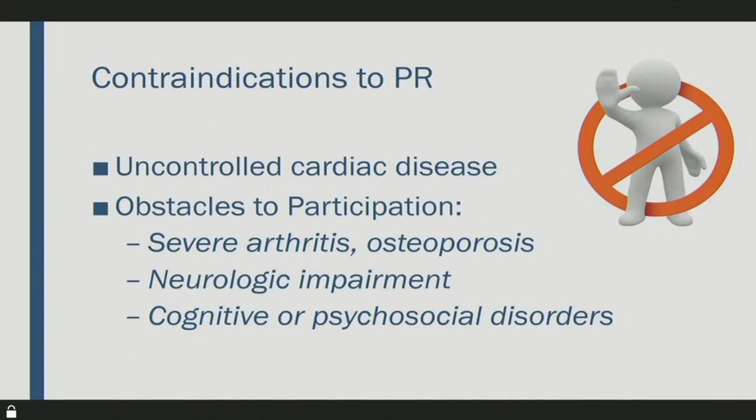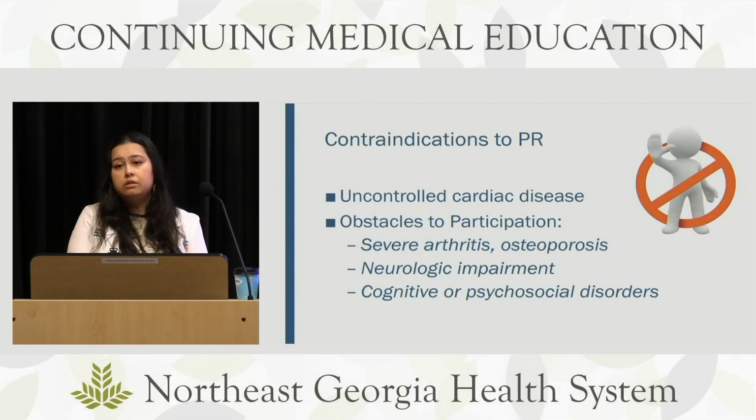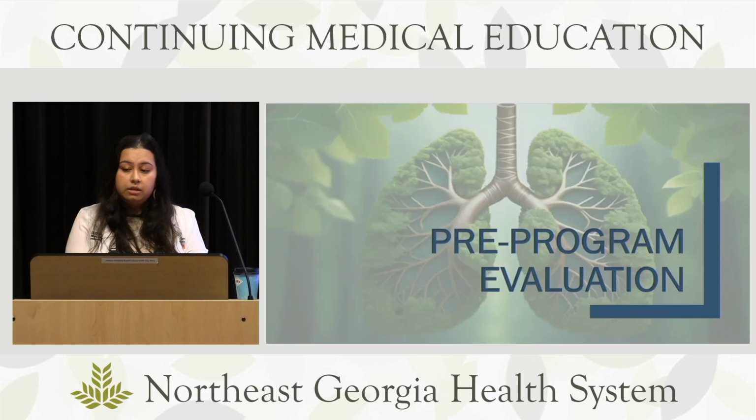Who cannot get pulmonary rehab? Patients with chronic respiratory diseases tend to have more comorbidities. They have functional disabilities at baseline. They can have uncontrolled cardiac diseases, severe arthritis, osteoporosis, which is known to have a poor outcome, neurological impairment, and cognitive or social disorders. Interestingly, if you have coronary artery disease, that does not prevent you from being part of pulmonary rehab. Although if they have cardiac disease, they may be better suited for cardiac rehab. So just keep that in mind.